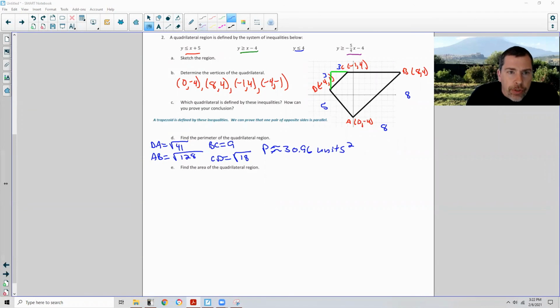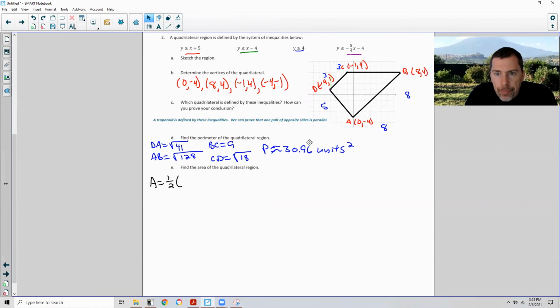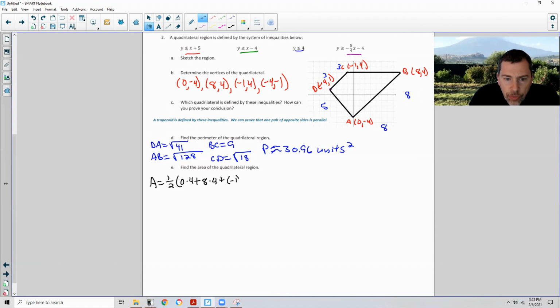Okay, now E, find the area of the quadrilateral region. A equals 1/2 times. Now we're going to start at A, and we have to go counterclockwise. Let me get rid of this green triangle. So the formula says area equals 1/2 x sub 1, which is 0, times y sub 2, which is 4, plus x sub 2, which is 8, times y sub 3, which is 4, plus x sub 3, which is negative 1, times y sub 4, which is 1, plus x sub 4, which is negative 4, times y sub 1, which is negative 4.